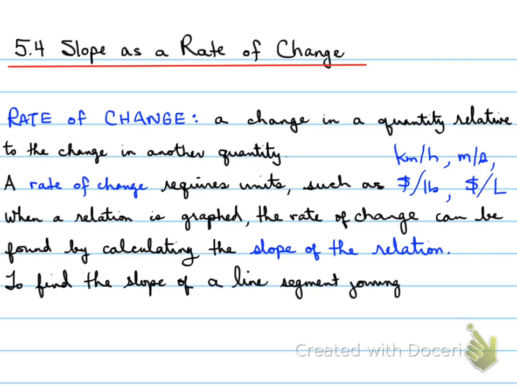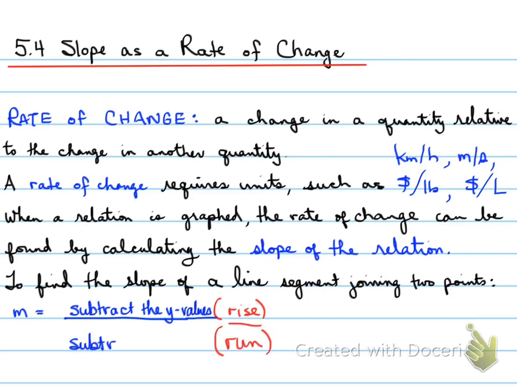Now, to find the slope of a line segment joining 2 points, you can use a formula. We use m to represent slope or rate of change. The formula that we use for slope is rise over run. The rise is when you subtract the y values, over the run, which is when we subtract the x values. Or another way to represent the formula is to write out y2 minus y1 over x2 minus x1.